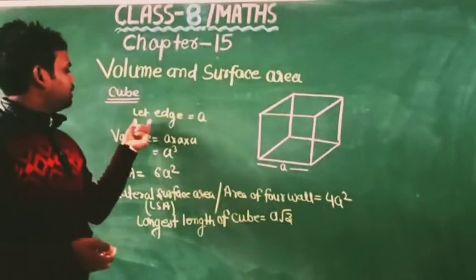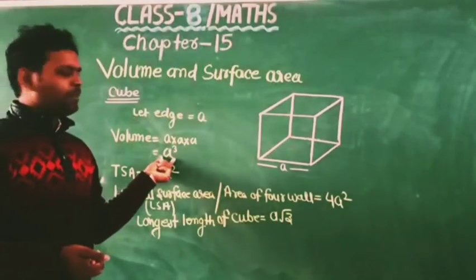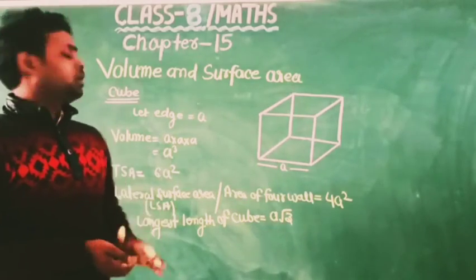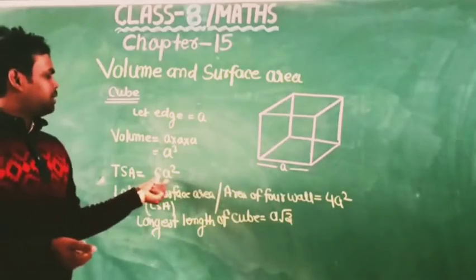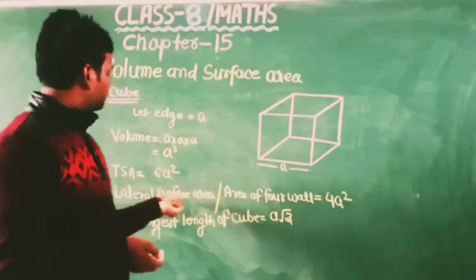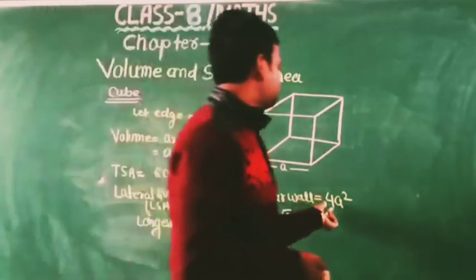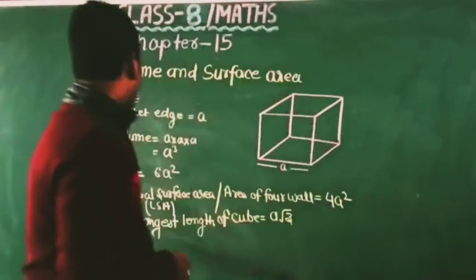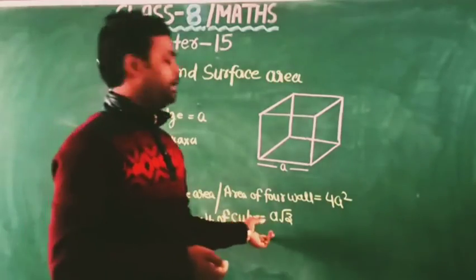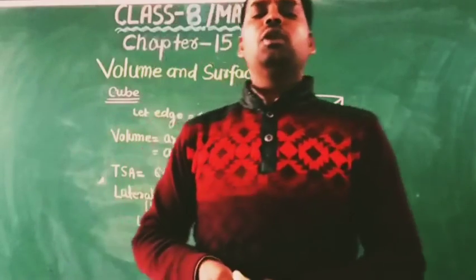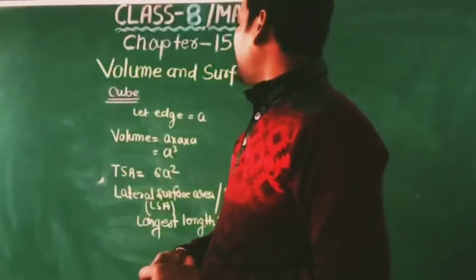And in cube the volume is A power 3 cubic units. Total surface area 6A square. Lateral surface area of four wall equal to 4A square, and longest length of the cube equal to A root 3. Okay, this is all the formulas related to the cube and cuboid.